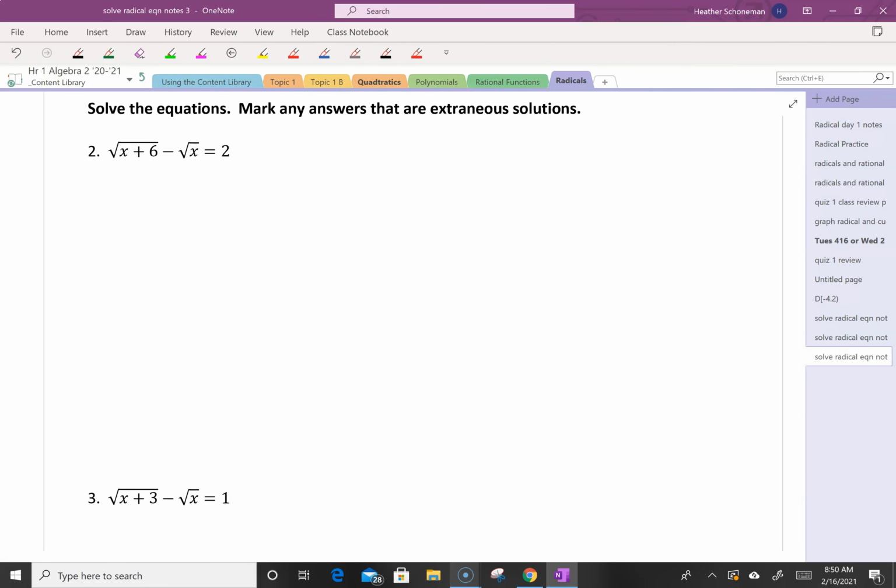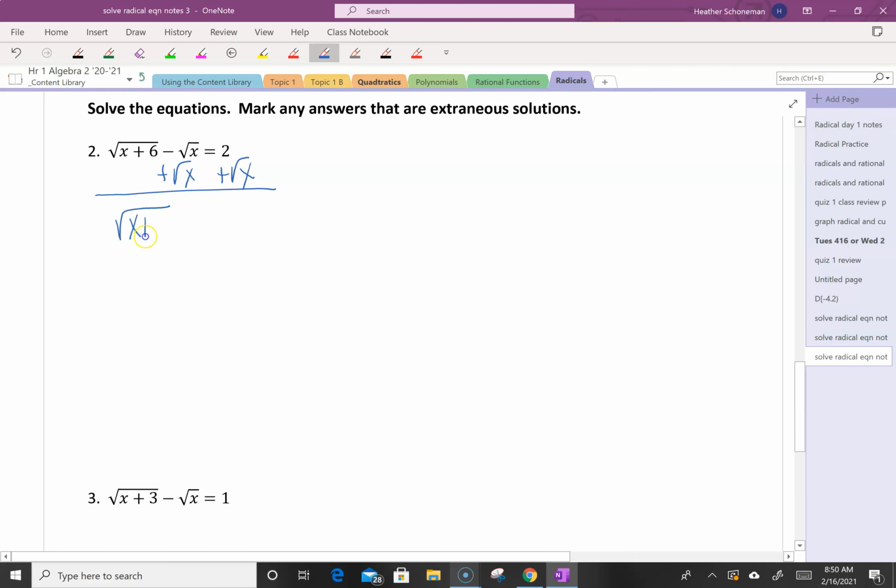Number 2. On number 2, we've got more than one radical just like we did before, but like I said, you don't want to start squaring until you get just one radical on each side. And based on previous experience, I can tell you that if you've got just one term under the radical, that should go with the number that's not in the radical. So I'm going to move the square root of x to both sides.